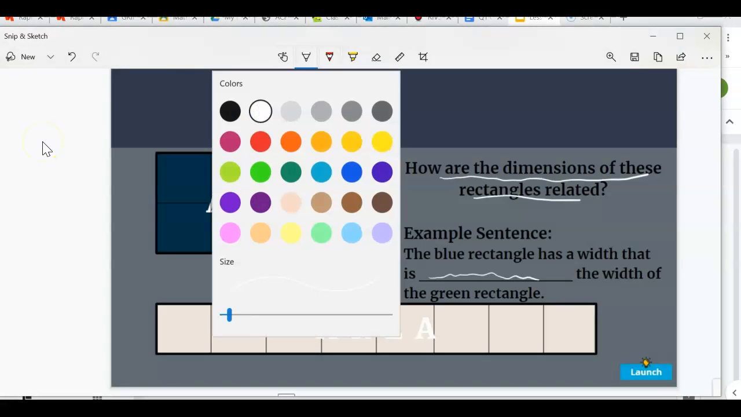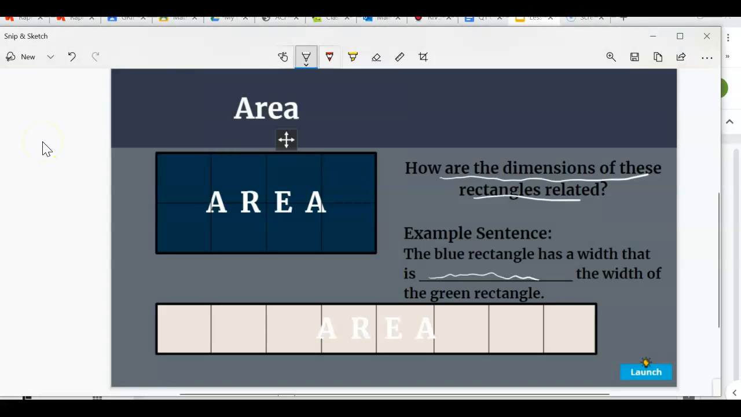So using our example sentence right here, if you said that the blue rectangle has a width that is twice the width of the, and this color is actually tan right here, okay? So we're going to say tan. So the blue rectangle has a width that is twice the width of the tan rectangle. You would be correct.